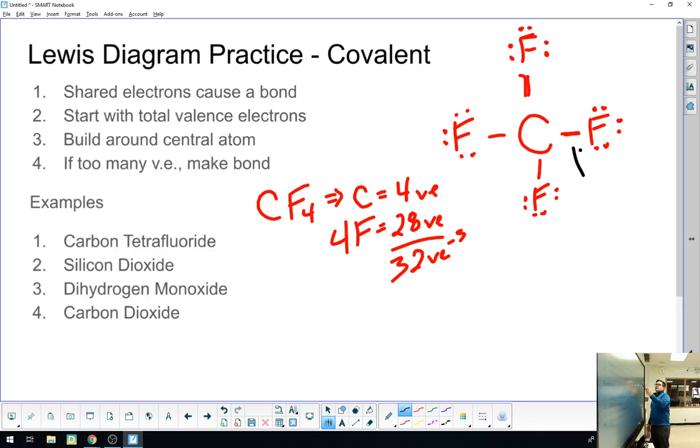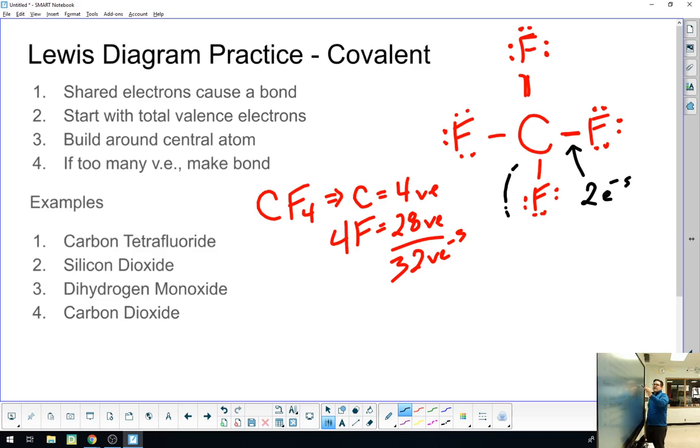So, for every bond you have 2 electrons. All right, Evan, count how many electrons are accounted for in that picture. Well, there's 8 for the bonds, right? 2, 4, 6, 8, absolutely. And then 24, so 24 plus 8 is 32. So let's see how we did that.